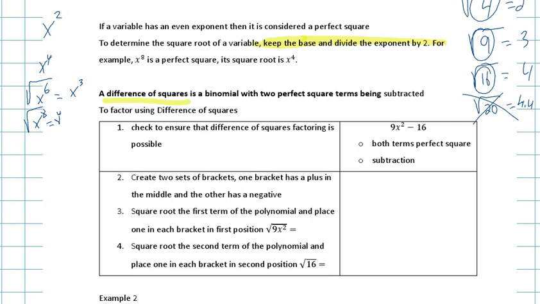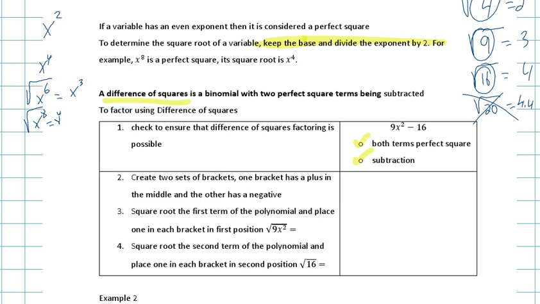So you must ensure that both terms are perfect squares. Is this a perfect square? Yeah, 9 is a perfect square, it's 3, right? If I do the square root of 9, it gives me a 3. And x squared is a perfect square because it has an even exponent. 16 is a perfect square? Yes. What is it? 4 squared. Good. And so that's a check mark. Do I have a subtraction between the two terms? Yeah. Check. Then I can use this method.